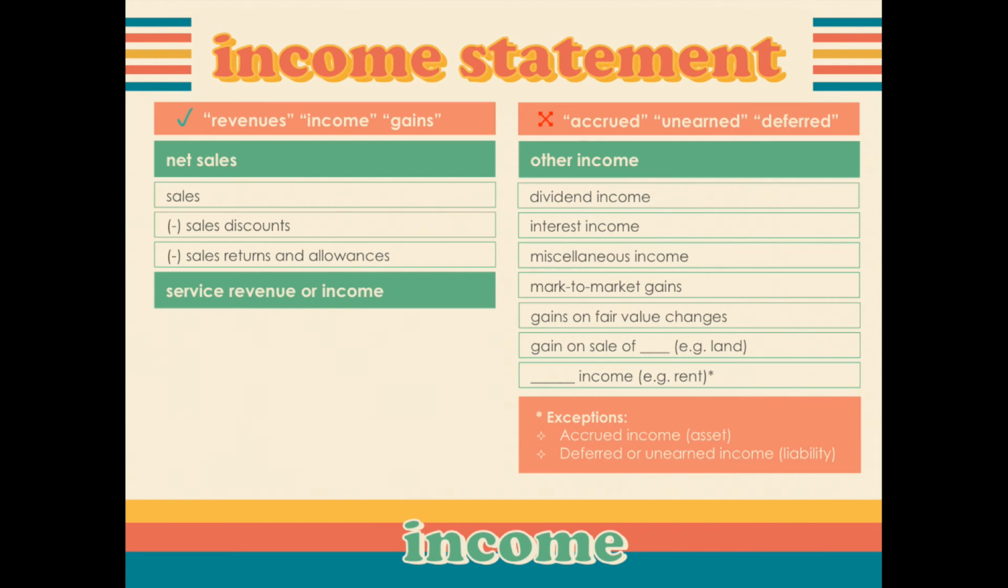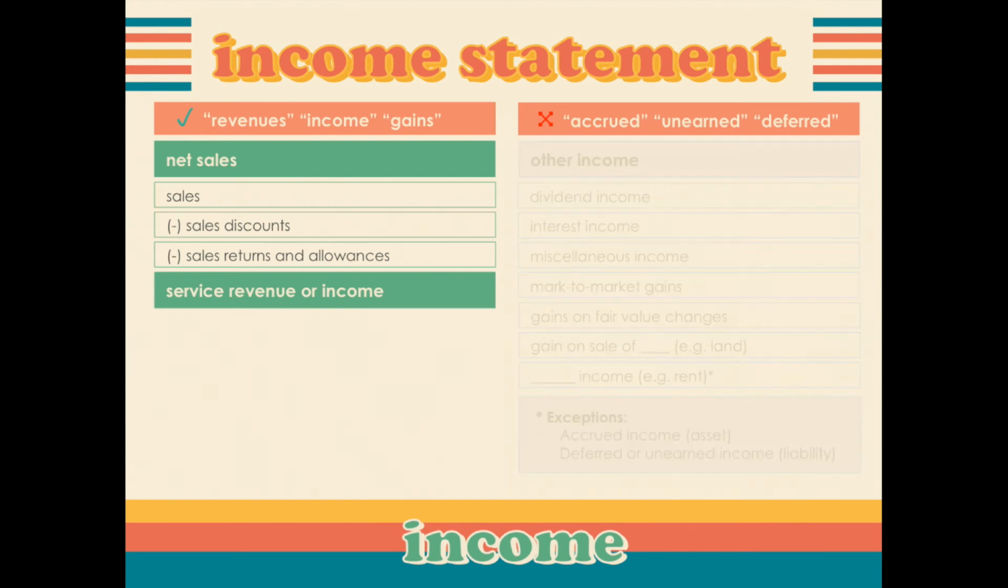Now, here is a list of the common types of income accounts. We have net sales, which pertains to income from the sale of goods. This is computed as the total amount of sales made by the company, less any sales discounts and sales returns and allowances. We'll discuss them more in Part 5. Then we also have service revenue or service income, which pertains to income from providing services.